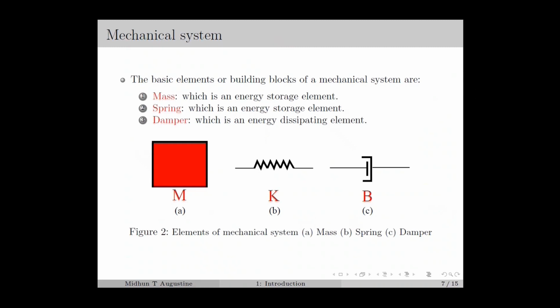The mechanical system usually consists of elements such as mass, spring, damper, etc. The mass and spring basically store energy, which is in the form of either kinetic energy or potential energy, and the damper is an energy dissipating element, which dissipates mechanical energy. These elements are basically linear elements which can be represented using a linear input-output relation. Similarly, we can have nonlinear elements as well, such as gear with backlash and nonlinear spring, etc.